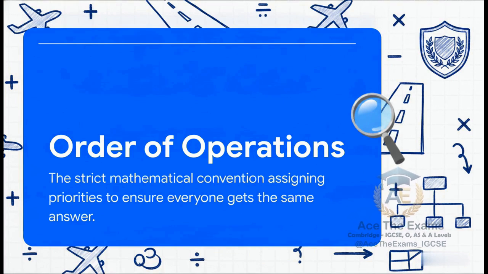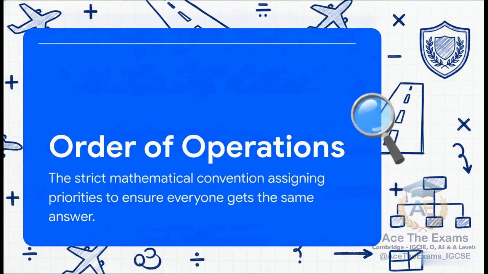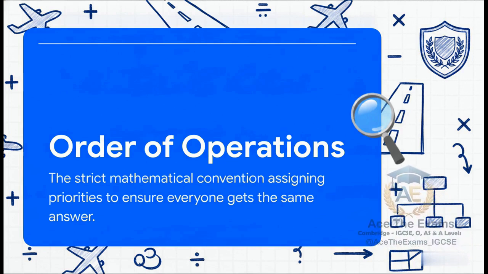I want you to think of it exactly like air traffic control. You have multiple planes, addition, subtraction, multiplication, division, and they are all trying to land on the exact same runway. If they approach in whatever random order they feel like, you have a disaster on your hands. The mathematical convention, the order of operations, assigns strict priority levels so that every single calculation is executed with absolute precision. This ensures everyone, everywhere, arrives at the exact same numeric destination.